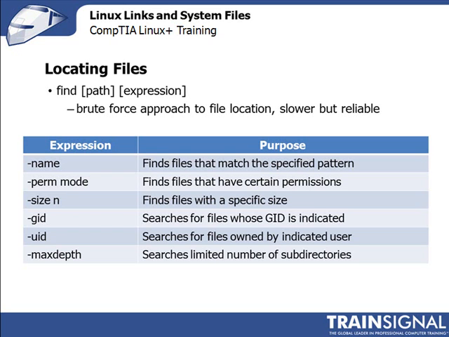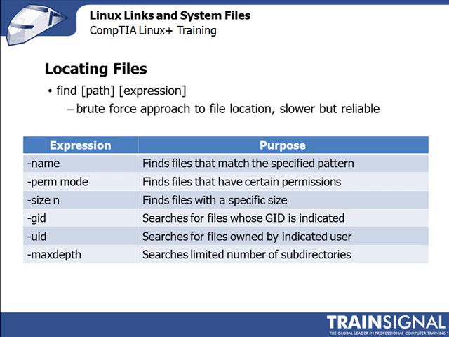Now it is the slowest tool, and that's because it checks for more information than some of the other tools, but it is still most likely to return a successful search. The syntax is find, space, path, space, expression, where you can indicate one or more paths, and the expression lets you specify what you want to find. The options are included in the table on your screen.